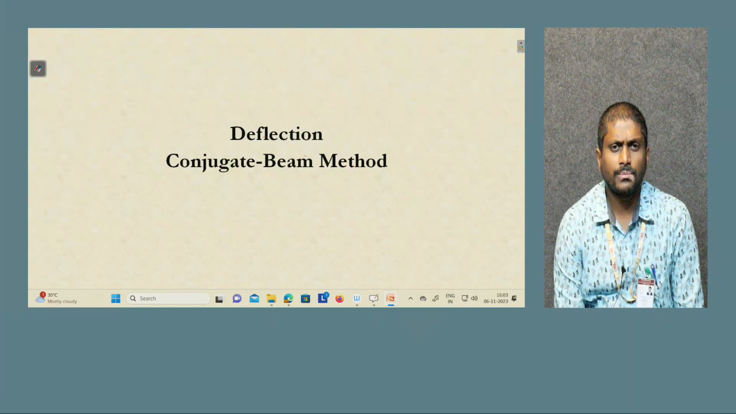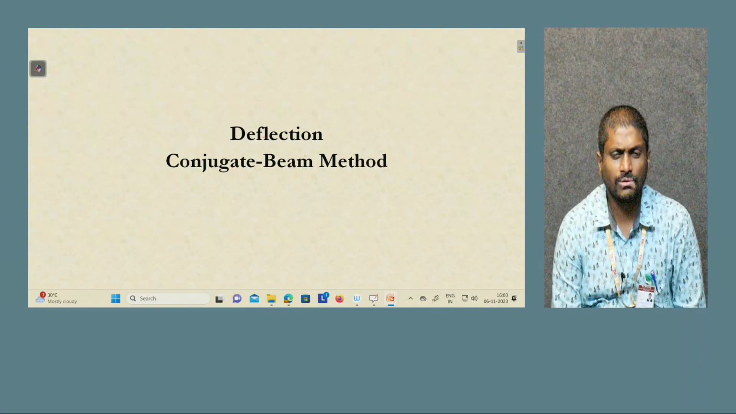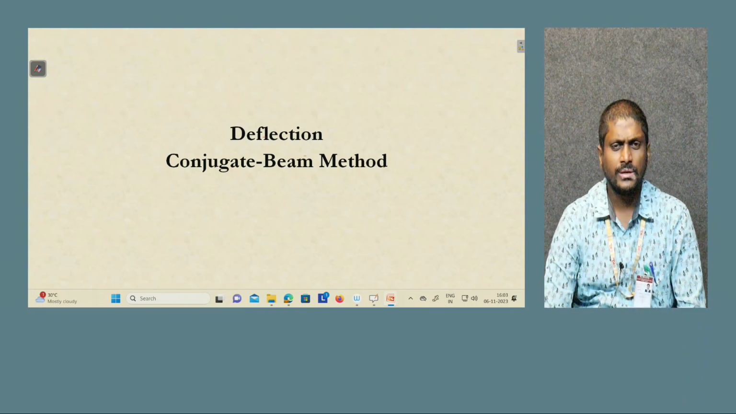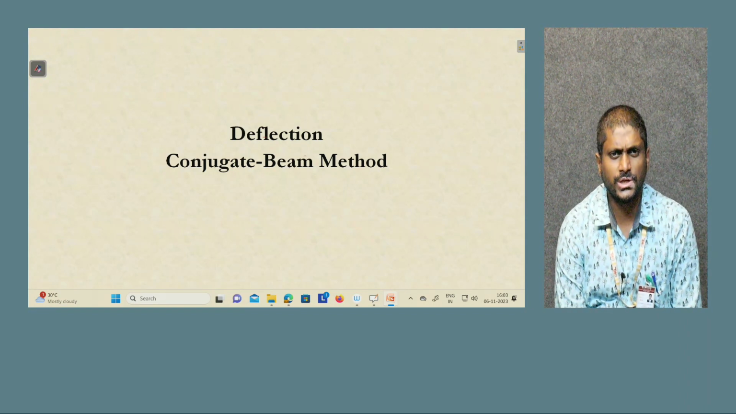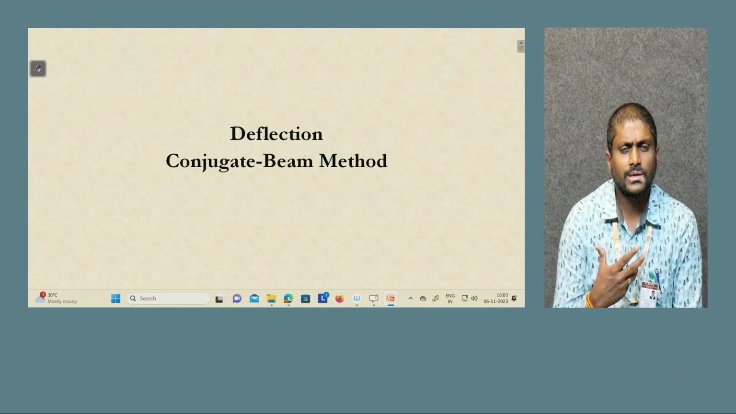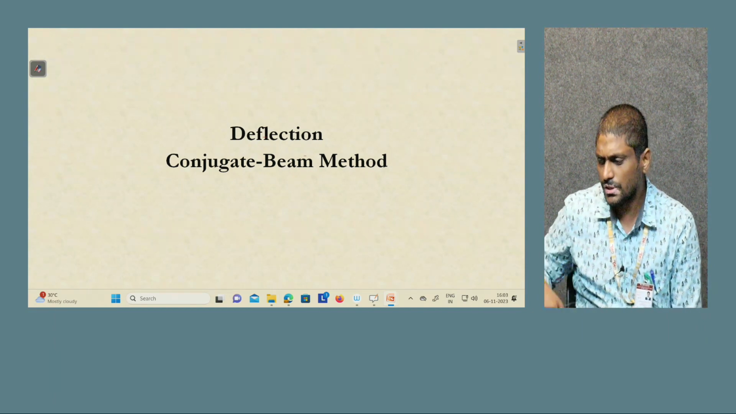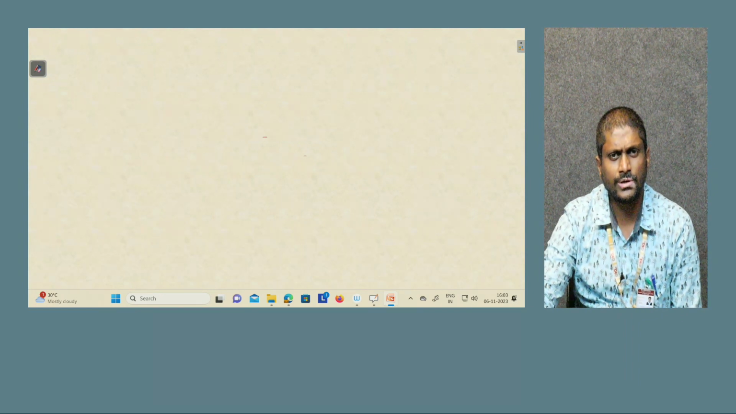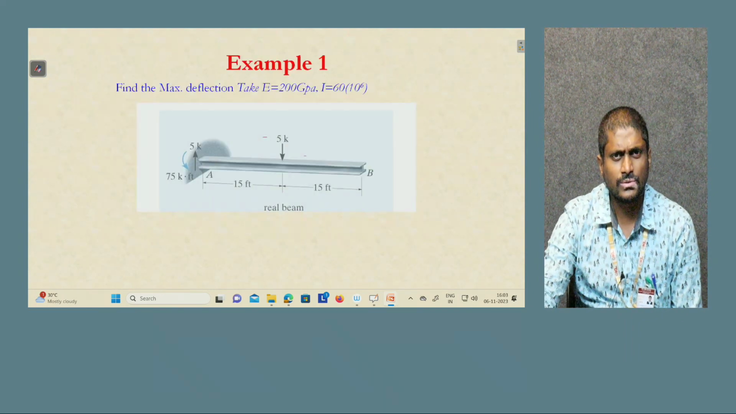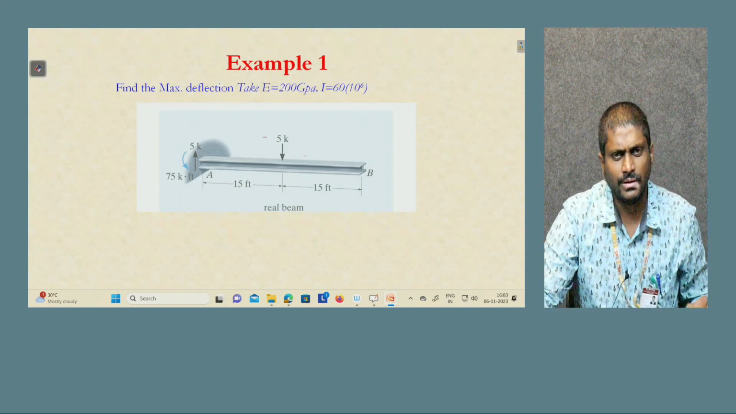Yeah, welcome again. As I already mentioned in the previous class, I thoroughly explained the moment area method. Now I would like to talk about finding the deflection using the conjugate beam method. The method name you observe, what is meant by conjugate beam method? The conjugate beam method means whatever real beam is given, you have to convert it into a conjugate beam first. So there is one example being given directly.